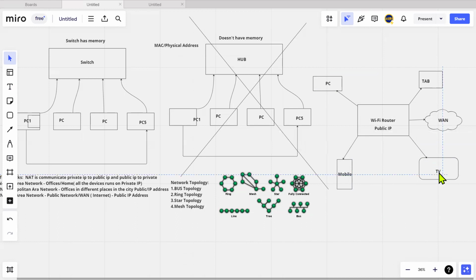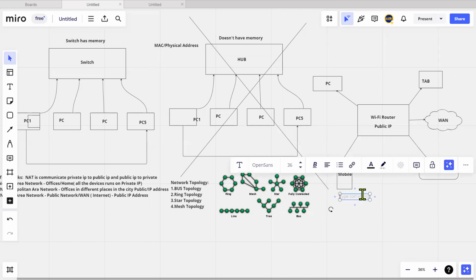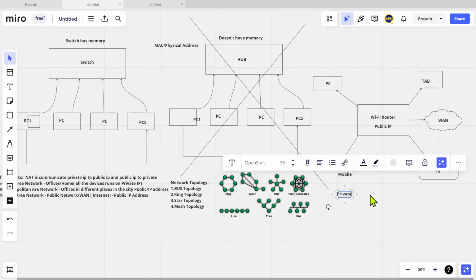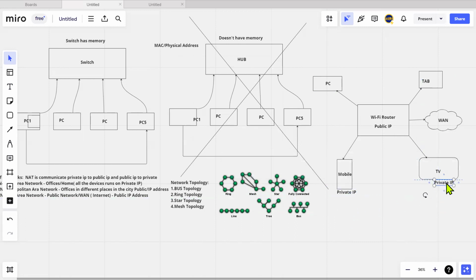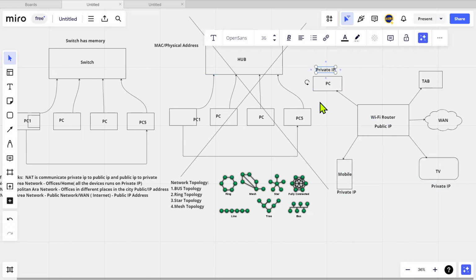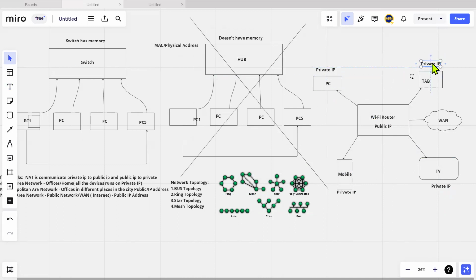See, what does the Wi-Fi router do for all these devices? The Wi-Fi router is sharing the internet, I mean, sharing the WAN network, to all the devices in our home. But each device has a private IP address, not a public IP address. Who is assigning the private IP? The Wi-Fi router assigns a private IP to all the devices in our home.